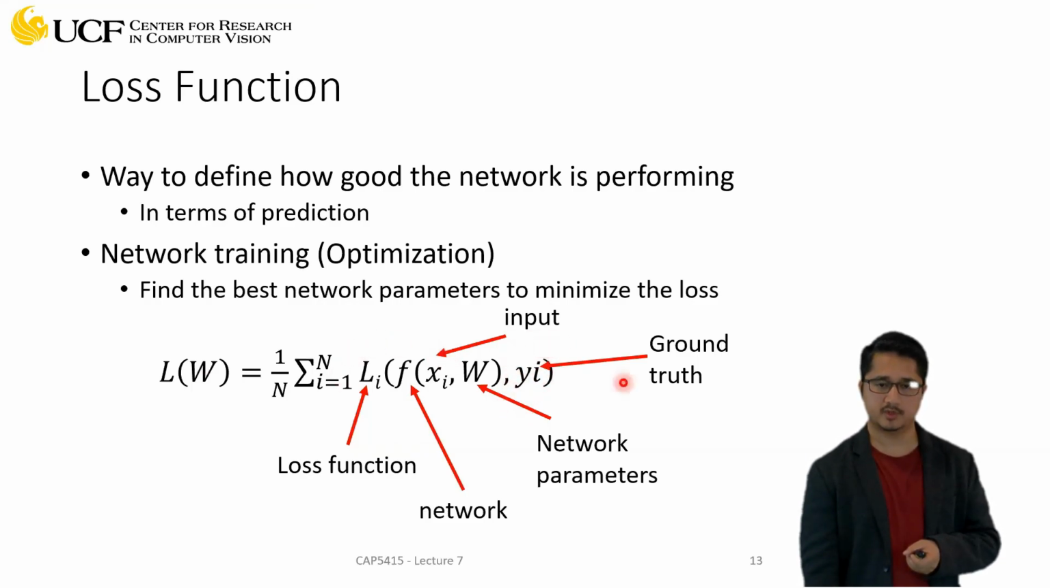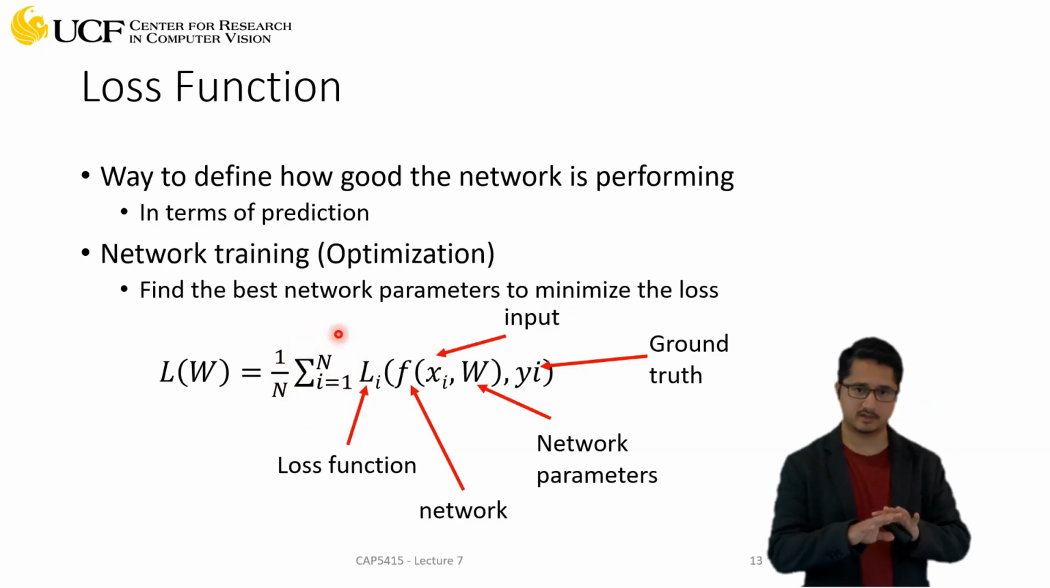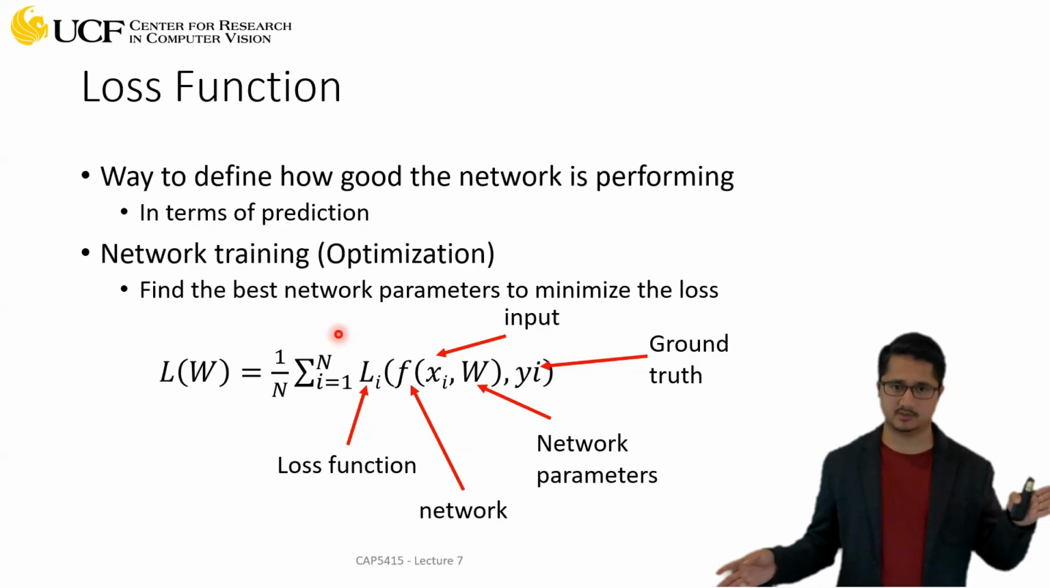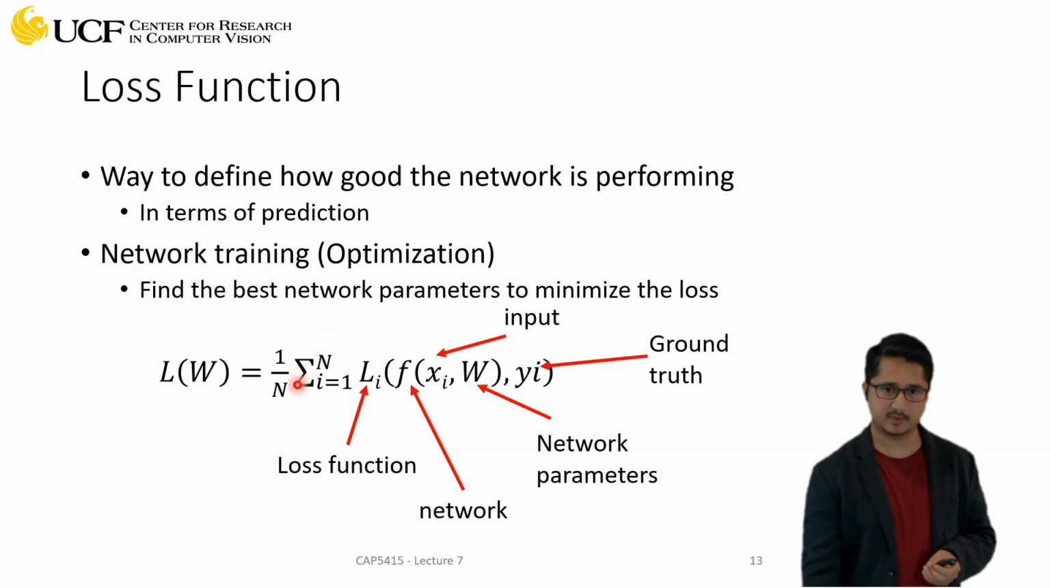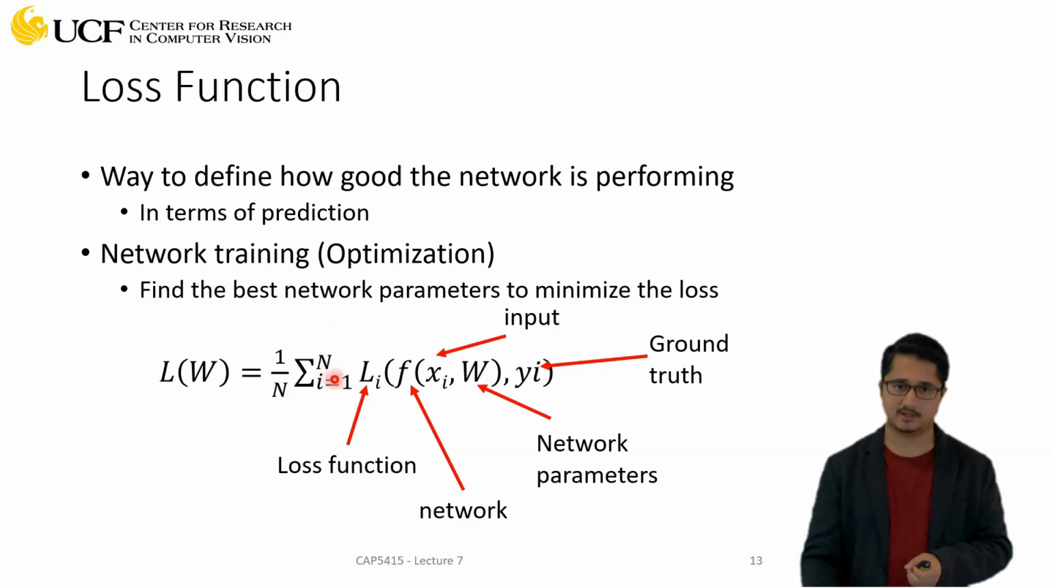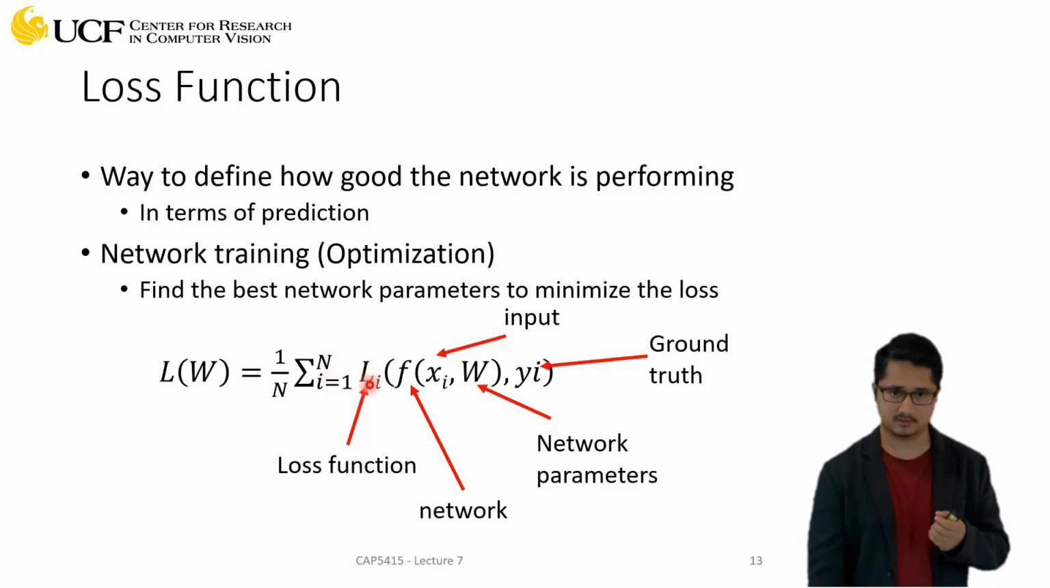This loop is going over all the samples you have in your training data. And as we have discussed earlier, in your training data you will have a lot of samples. Let's say you have 10,000 samples, so N will be 10,000. You will go to each image and compute the loss for that image. In this case, L is your loss function, and F is your network.